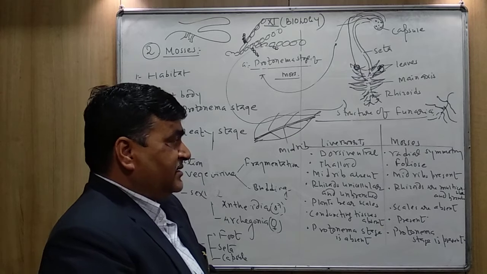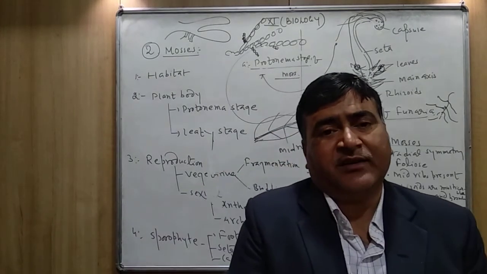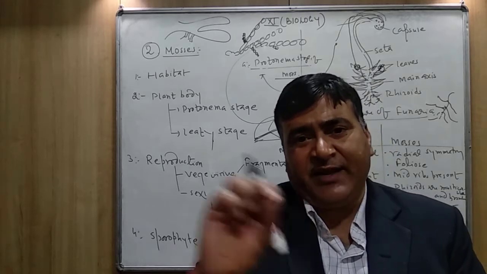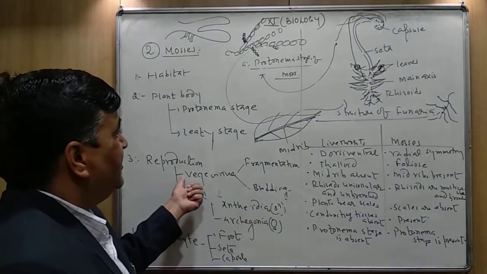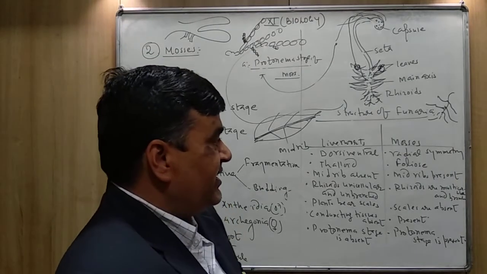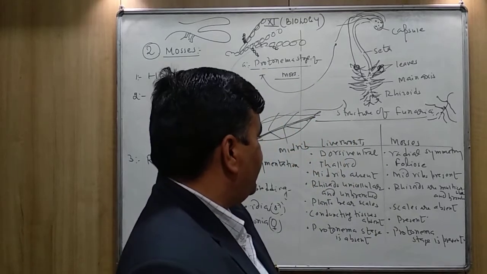Plants bear scales, but scales are absent in mosses. The scales, the fine hairs, some small projections, are present in the case of liverworts, but these scales are absent in the case of mosses.